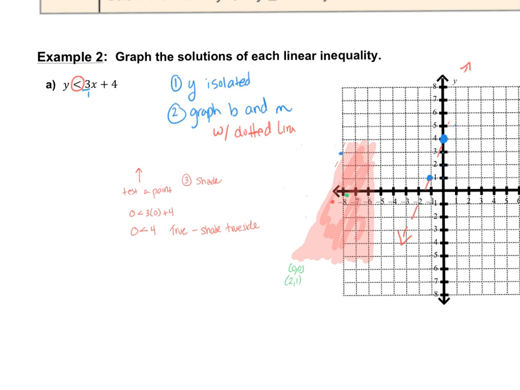Negative 3, 2, negative 3, sorry, 2, negative 3 would be a solution. Something on this side, negative 2, negative 5, is a solution. All of these are solutions to that inequality.